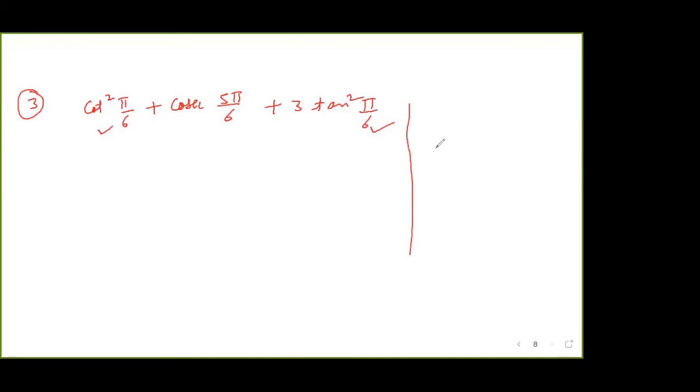Now question number third. Question number third is cot square pi by 6 plus cosecant 5 pi by 6 plus 3 times tangent square pi by 6. Now again you know the value of tangent pi by 6 and cot pi by 6. What is the requirement? Cosecant 5 pi by 6. Cosecant 5 pi by 6 can be written as cosecant of pi minus pi by 6. You will get 6 pi minus pi, that is 5 pi by 6.